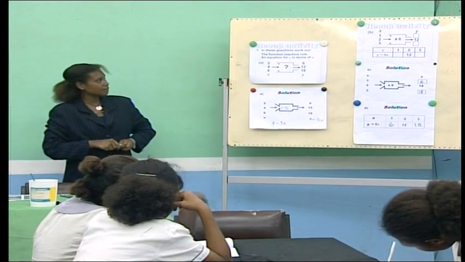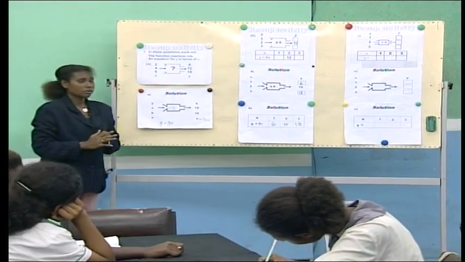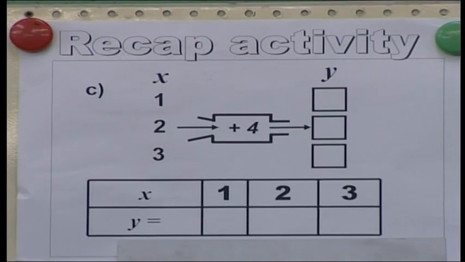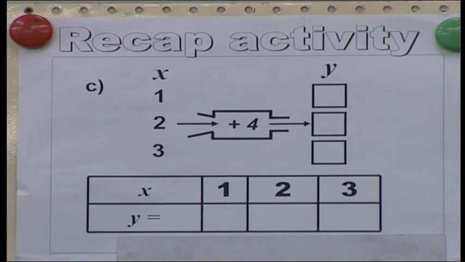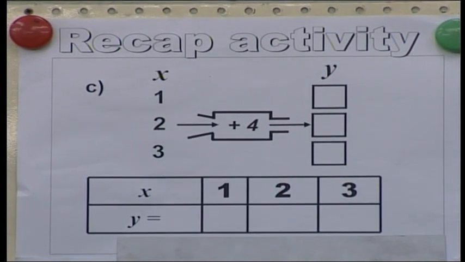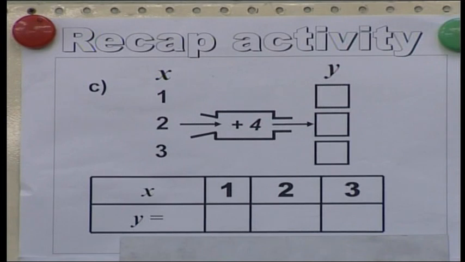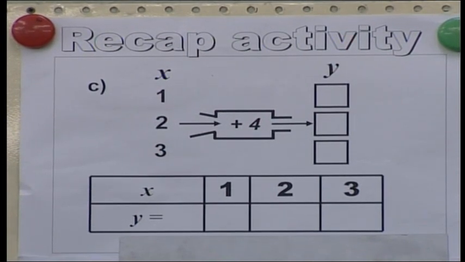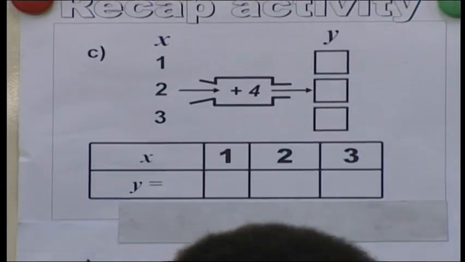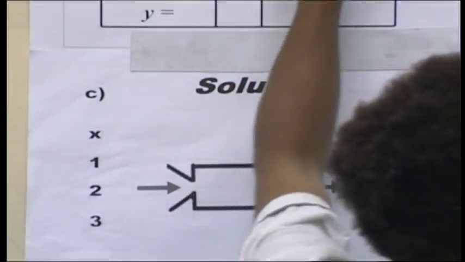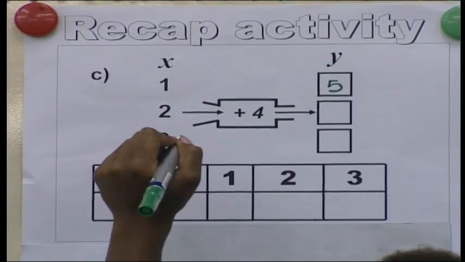Your outputs are missing from the function machine and also from the table. The outputs are also missing. So we have Tara and Clement. Tara, you come and complete the function machine. And Clement, I'd like you to come and complete the table. You others sitting down, I'd like you to check through to see that you have the same answers as what our friends have written on the chart.